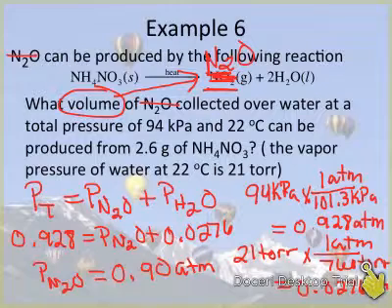Looks like a lot of work, but it's really not. It's really just a subtraction. The only hard part about this was all the converting, correct? So now we have our partial pressure of N2O. What's the problem? Are we done? No. We don't want the partial pressure of nitrogen, do we? We want the volume.